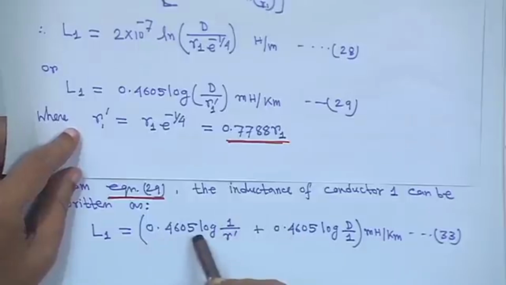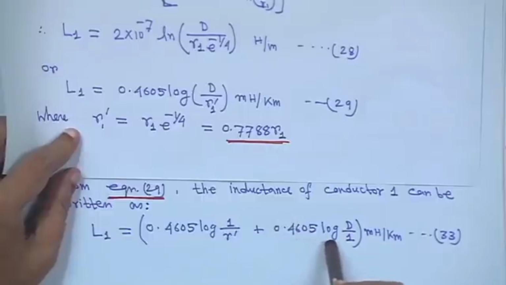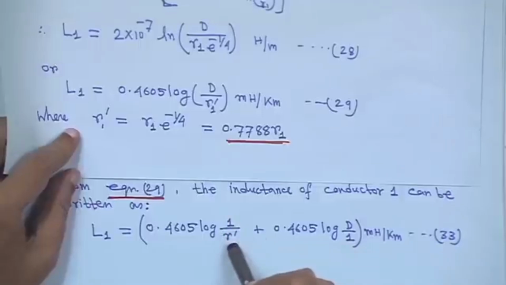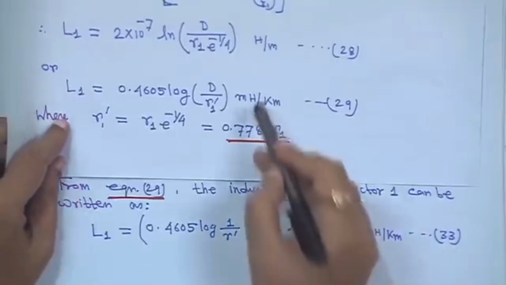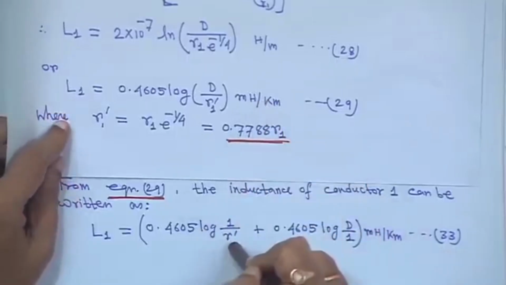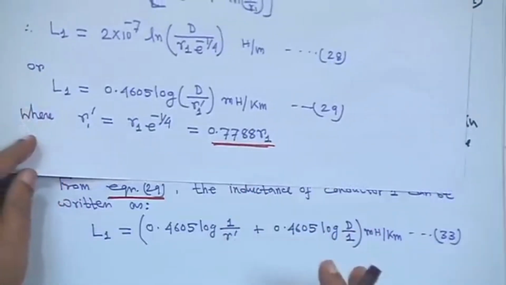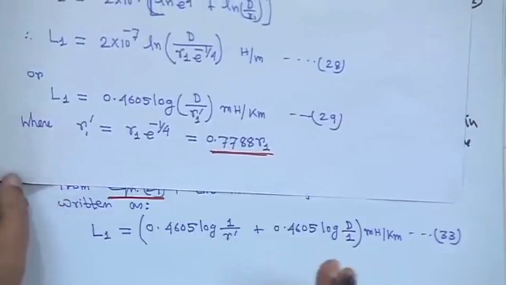So 0.4605 log 1 upon r dash plus a second term 0.4605 log d upon 1, where we are putting 1 for a reason. So here 1 upon r dash is okay, plus 0.4605 log d upon 1 milli Henry per kilometer. This is equation 33. We put this equation in this form because our objective is to find some generalized formula.